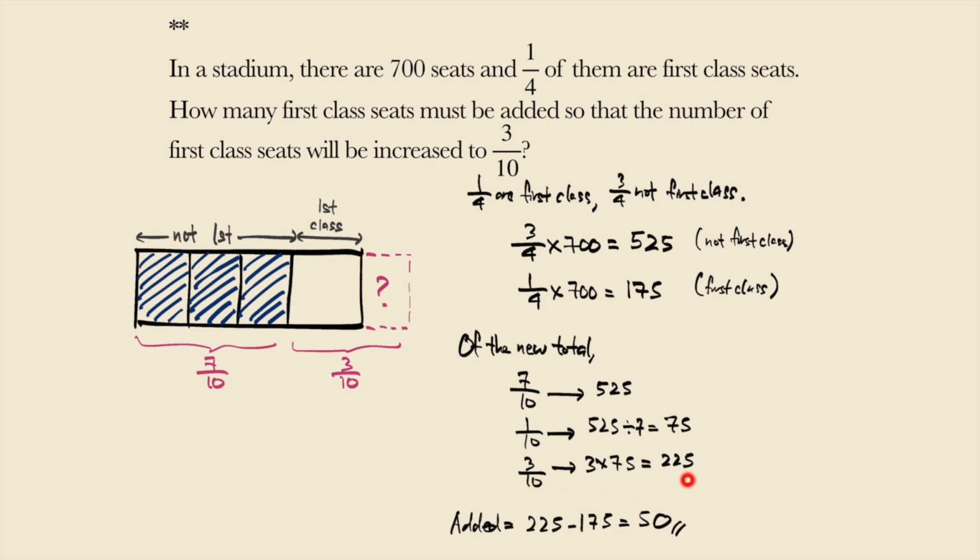That's 225. Again, in case you are not sure, what do I mean by new total? It's basically no longer 700. It's 700 plus this mysterious number here. Alright, anyway, 3/10 is 225. Oh, so if this is 225, adding this part here, and the first class seats at first was 175, how many seats got added? It is 225 minus 175, that's 50.